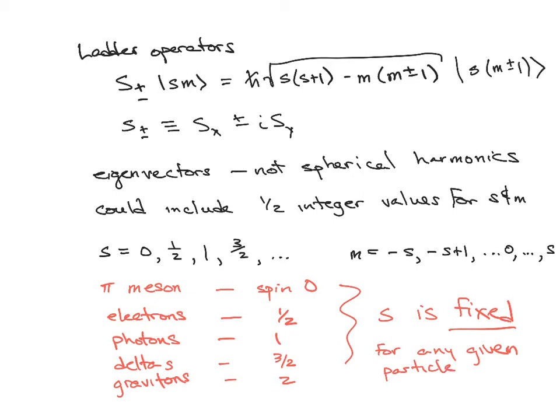So S is that fixed number for any given particle. In contrast, our orbital angular momentum quantum number L could take on any integer value and will change from one value to another as the particle and the state evolves. Okay, so we want to talk about electrons that are spin 1/2. So that's where we're headed.